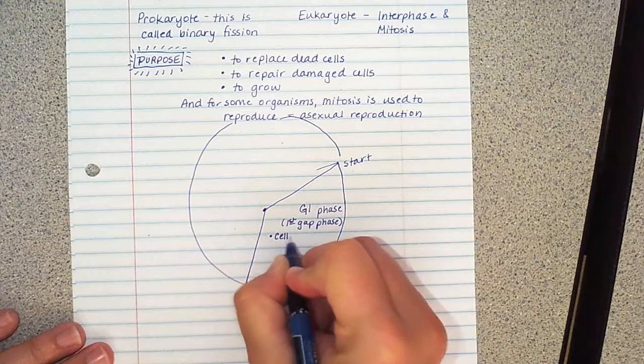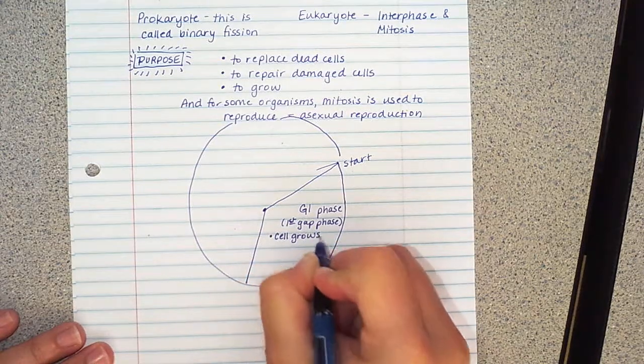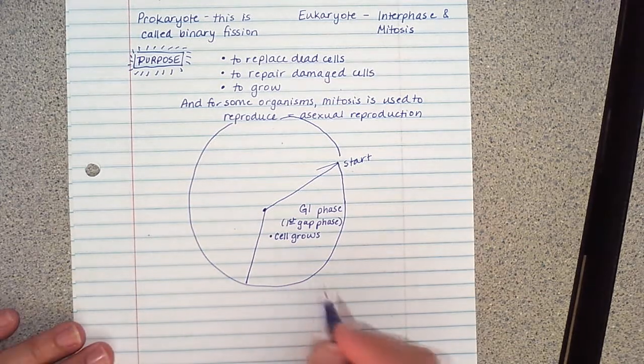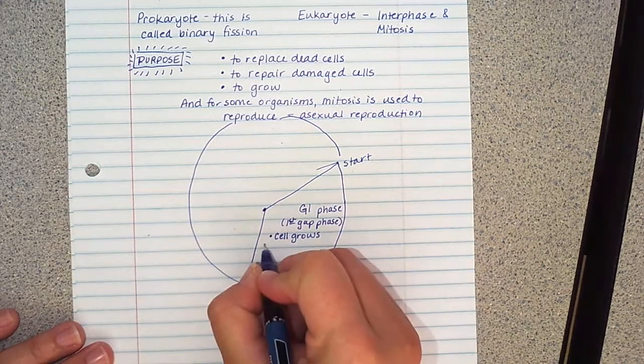One thing is that the cell is growing. So cytoplasm maybe is increasing, maybe mitochondria are replicating. They kind of replicate on their own. Same with chloroplasts. But then also the cell is just doing its normal things.